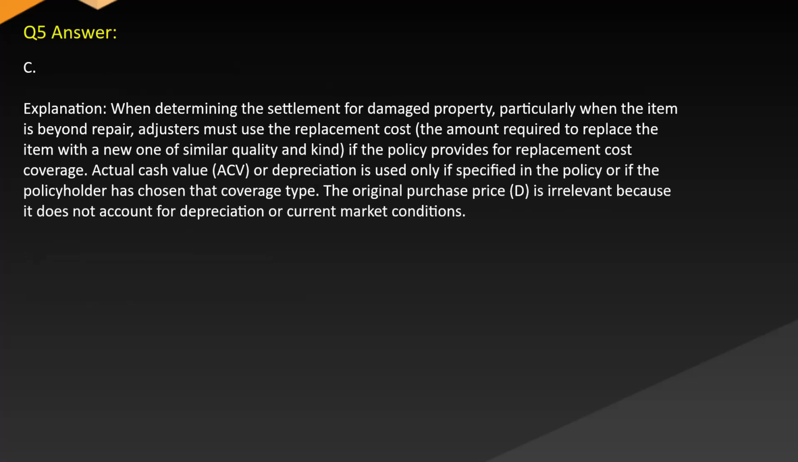Answer. C. Explanation. When determining the settlement for damaged property, particularly when the item is beyond repair, adjusters must use the replacement cost, the amount required to replace the item with a new one of similar quality and kind, if the policy provides for replacement cost coverage. Actual cash value or depreciation is used only if specified in the policy or if the policyholder has chosen that coverage type. The original purchase price, D, is irrelevant because it does not account for depreciation or current market conditions.